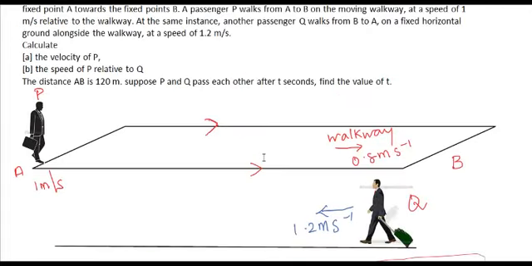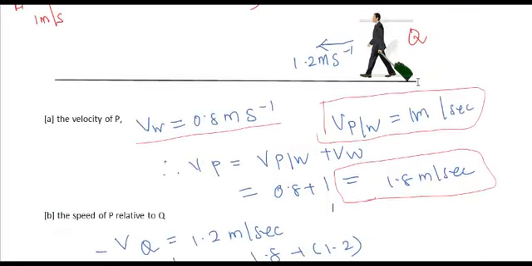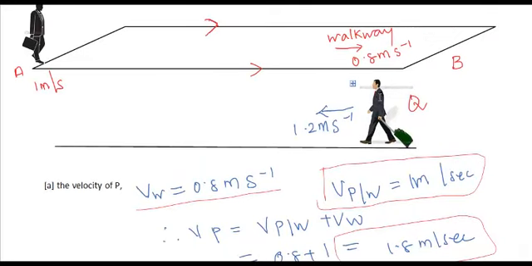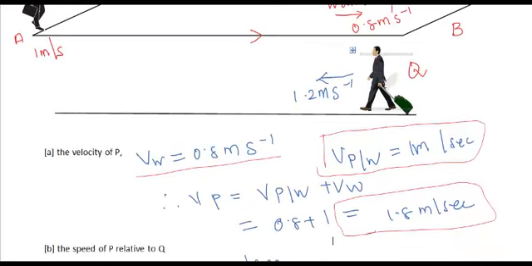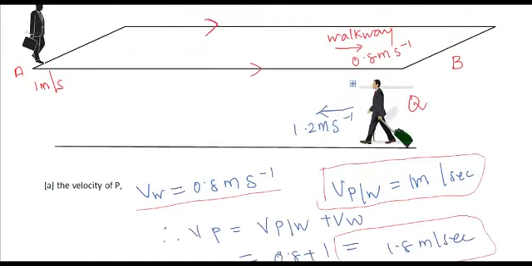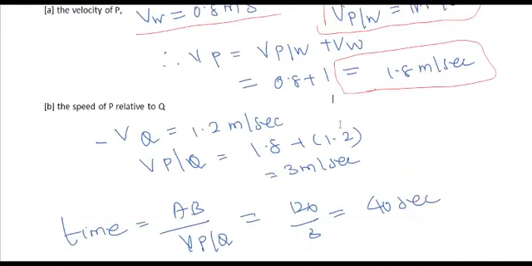Now the second question is the speed of P relative to Q. Now, if Q is not moving, according to Q, P's speed has to be 1.8. But Q is again moving. Q is moving in the opposite direction. That is from B to A he is moving with 1.2 meter per second.